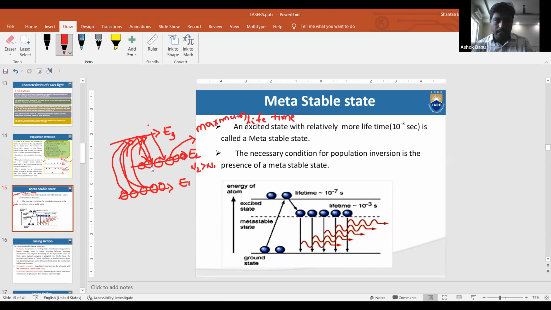What we observe here is that the number of atoms in the E2 state is greater than in the E1 state. That is possible with the metastable state. So what is the purpose of the metastable state here? The state where the atoms spend the maximum time, we call a metastable state. All of you try to remember: the energy level in which atoms spend the maximum time is called a metastable state. To achieve population inversion, the metastable state is compulsory in every type of laser. The remaining definitions we will discuss in the next class.